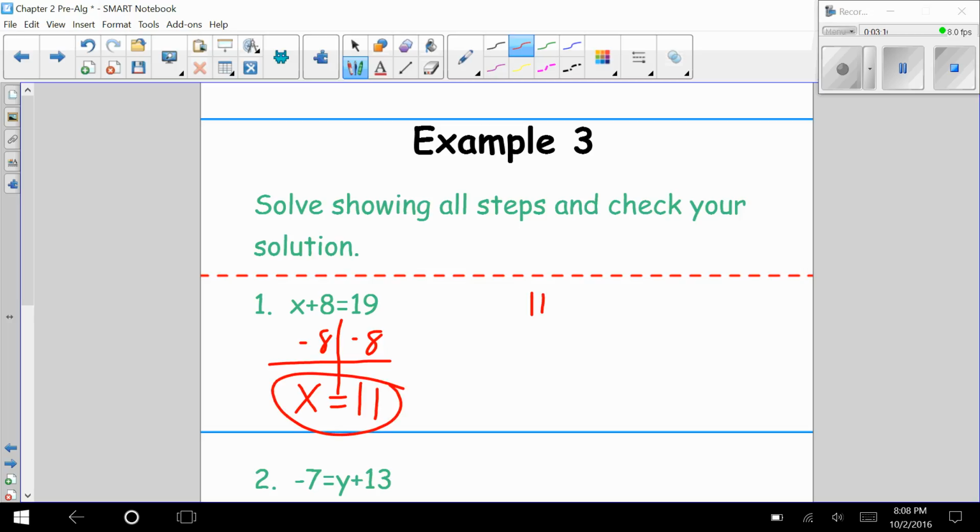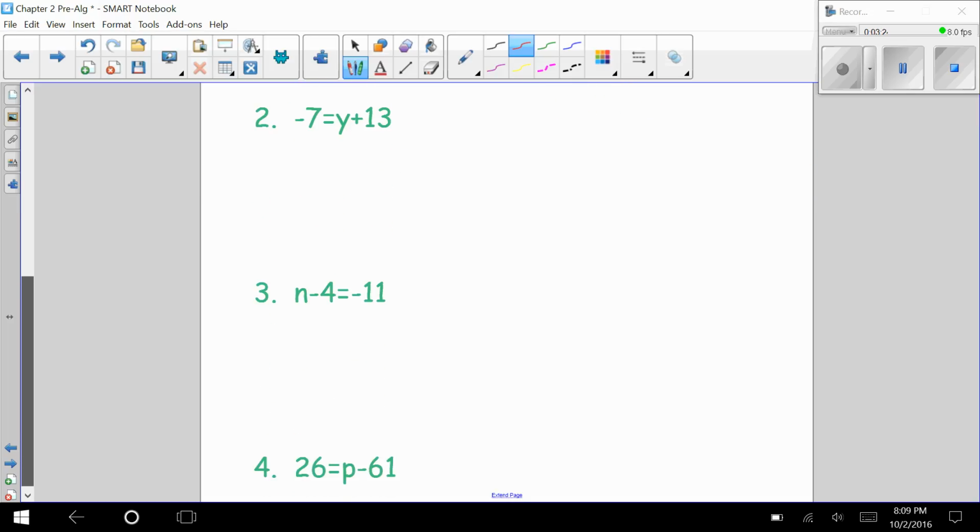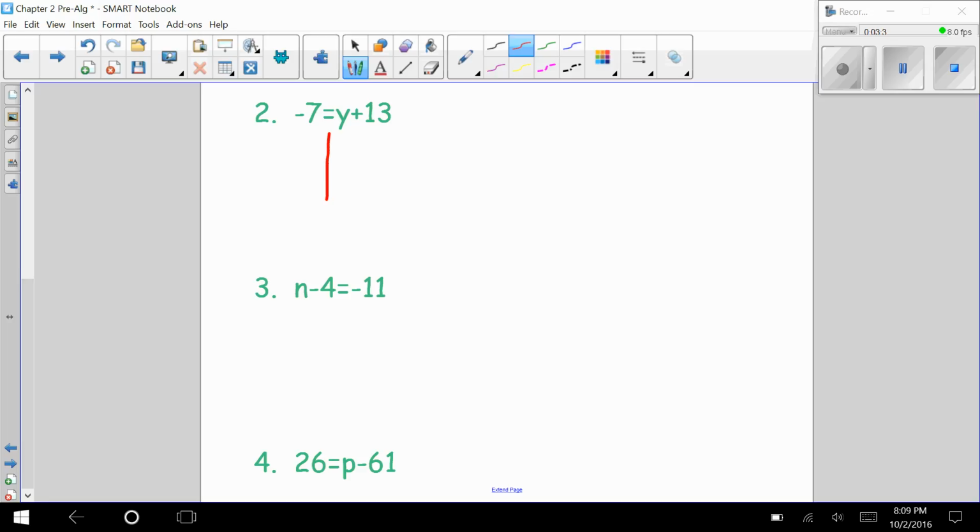To check that, we take 11 plus 8. Is that equal to 19? Well, yes, it indeed is, so it checks out. All right, our next example. Negative 7 equals y plus 13. I'll draw my little wall. Y plus 13 is the side I'm looking at. To undo a plus, I minus that same number. So I'll subtract 13 from both sides. Negative 7 minus 13 is negative 20. Equals y. That should be my answer.